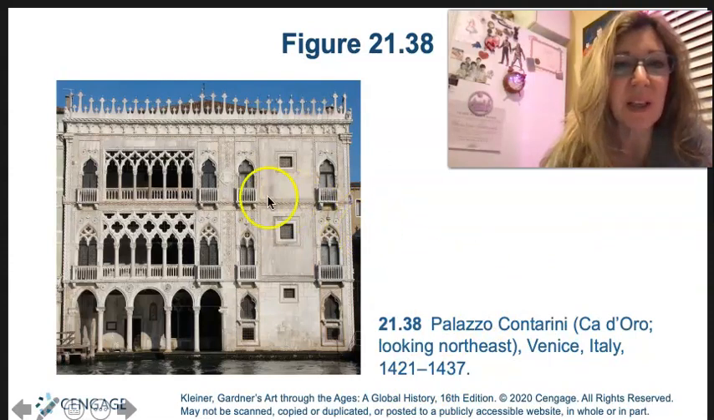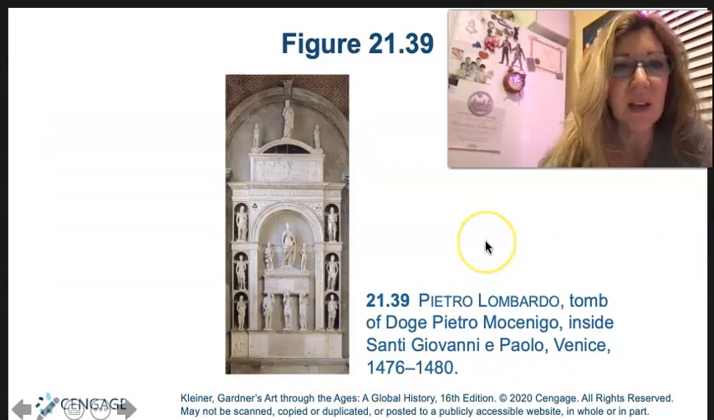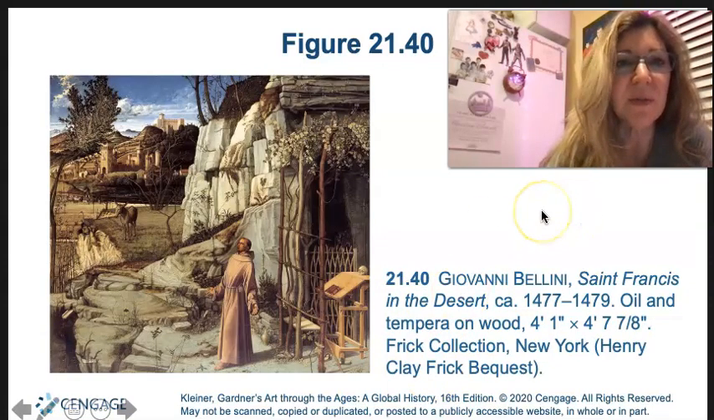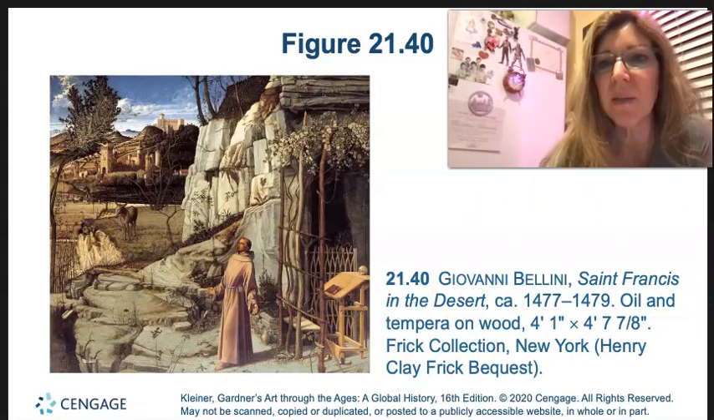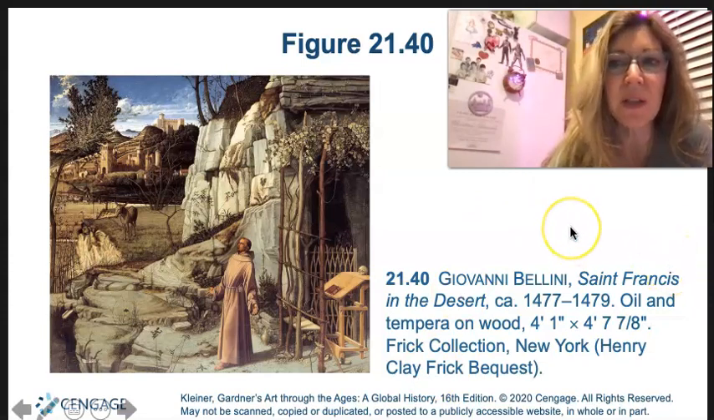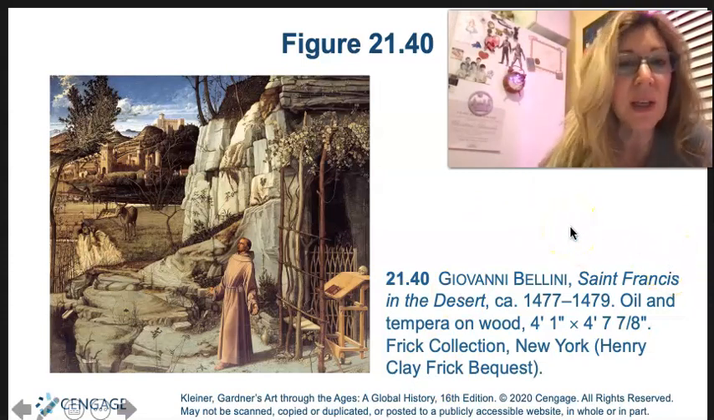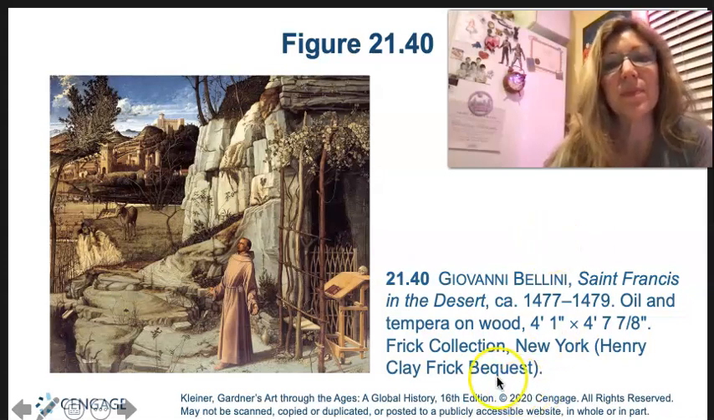Okay, there's another palazzo, Ca d'Oro. So cool. All of these archways, they're just beautiful. And this is Pietro Lombardo's tomb at Doge. Okay, famous artwork. Giovanni Bellini's St. Francis in the Desert. The medium that Giovanni Bellini used to paint St. Francis in the Desert is oil and tempera on wood.